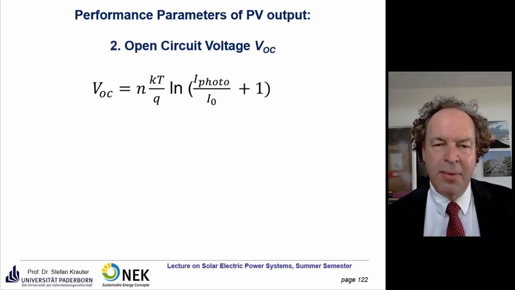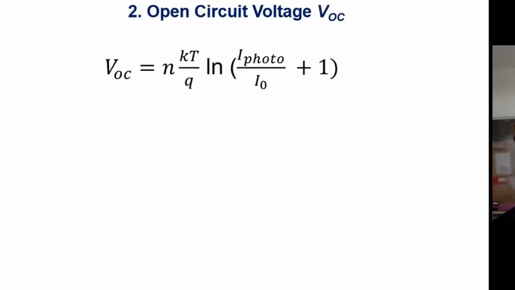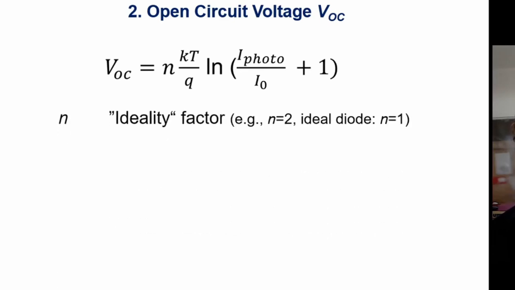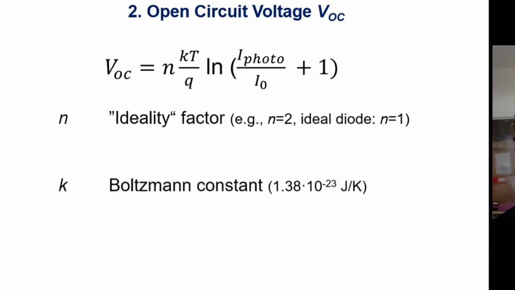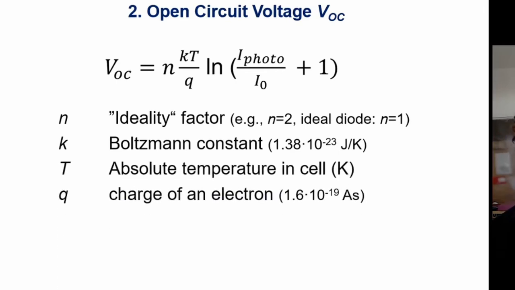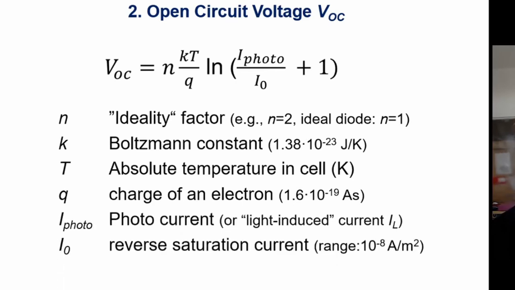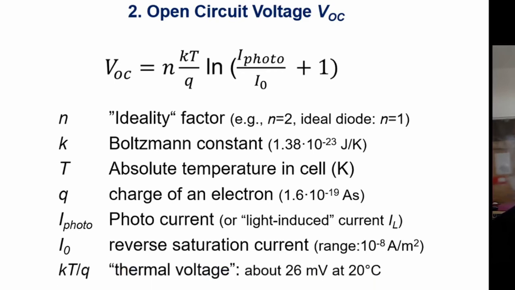A performance parameter of the PV output is also the open circuit voltage. You see the formula for the open circuit voltage here. So you have again the ideality factor times kT divided by q, then the natural logarithm of the photocurrent divided by the reverse saturation current plus 1. And here kT divided by q is again the thermal voltage.